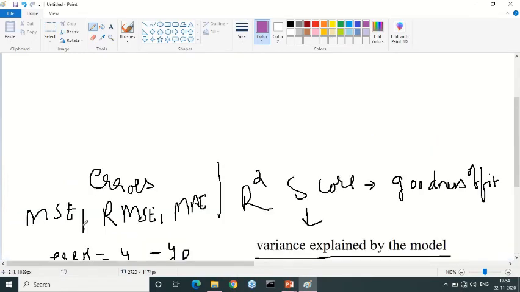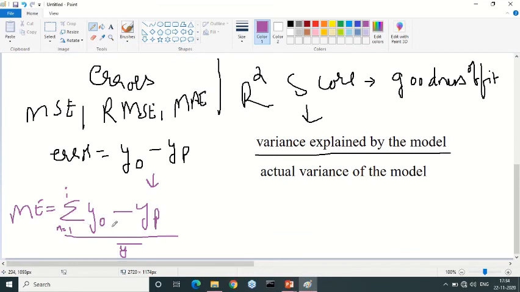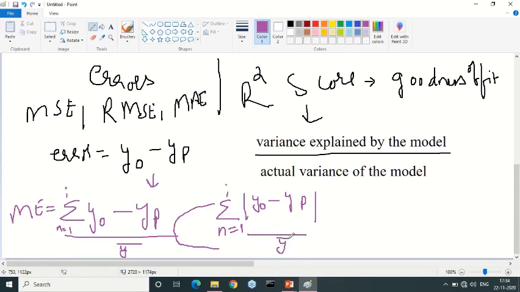Now since this error can be negative and positive, if we add them, the error will reduce, but we do not want that. So we have two ways to make our error positive all the time. One method is taking the absolute value of these summation values and then adding them: the absolute of the summation from i equal to 1 to n, where n is the maximum number of rows, divided by y bar, which is the mean. This becomes MAE, the mean absolute error.